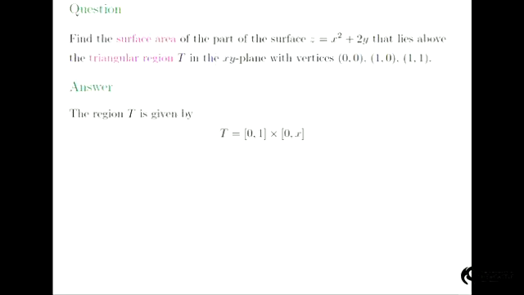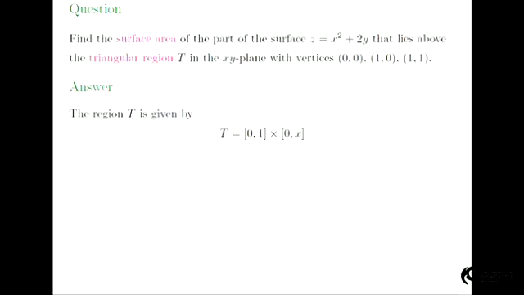Here's this question. You're going to have one of these questions on your homework for sure, because I put it there. Find the surface area of the part of the surface z equals x squared plus 2y that lies above the triangular region T in the xy plane with these vertices. Okay, so you have some surface, you have some triangle in R2, and you want to know the surface area over that triangle.